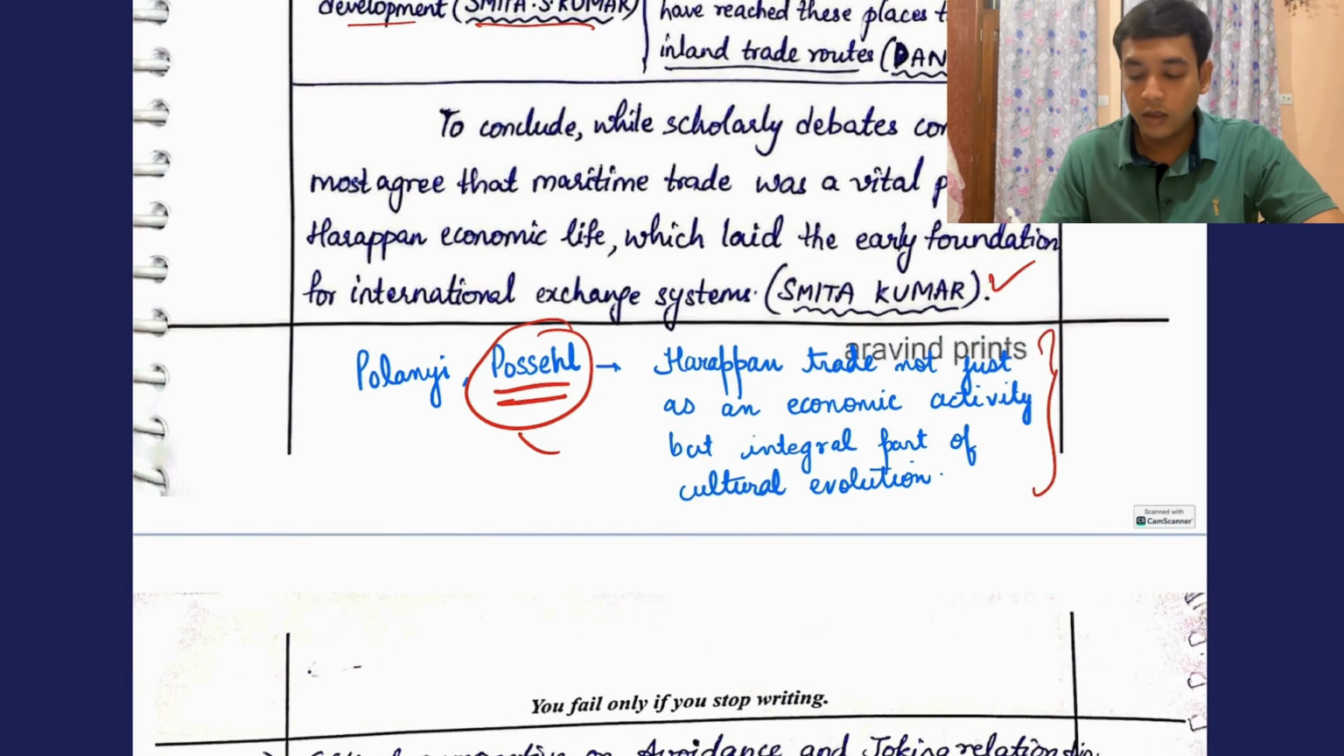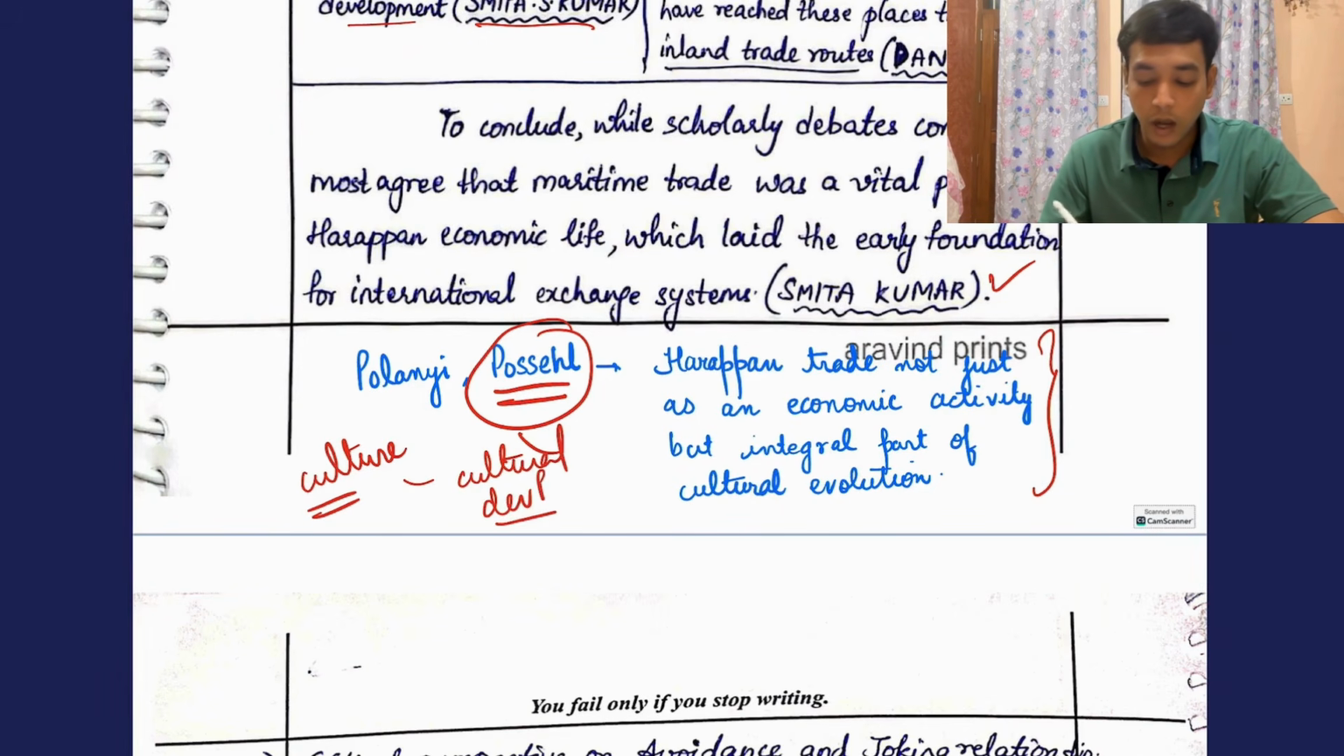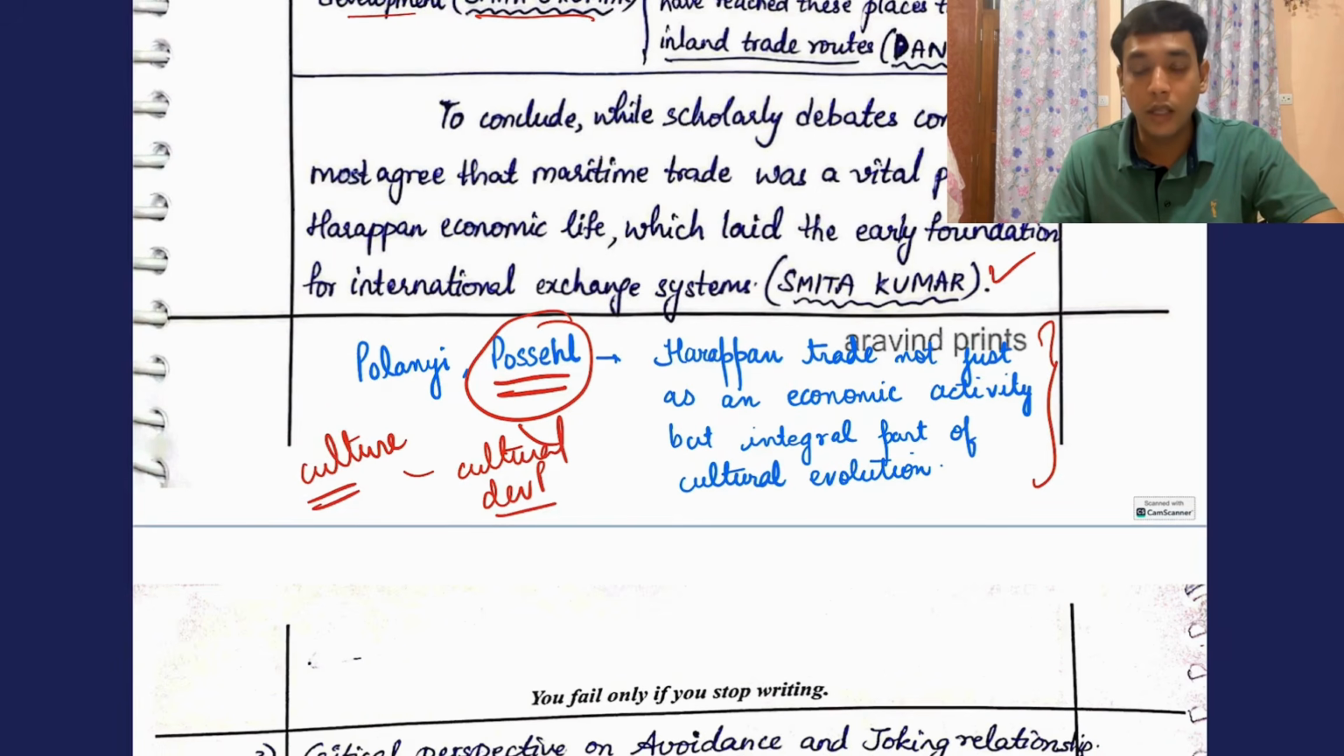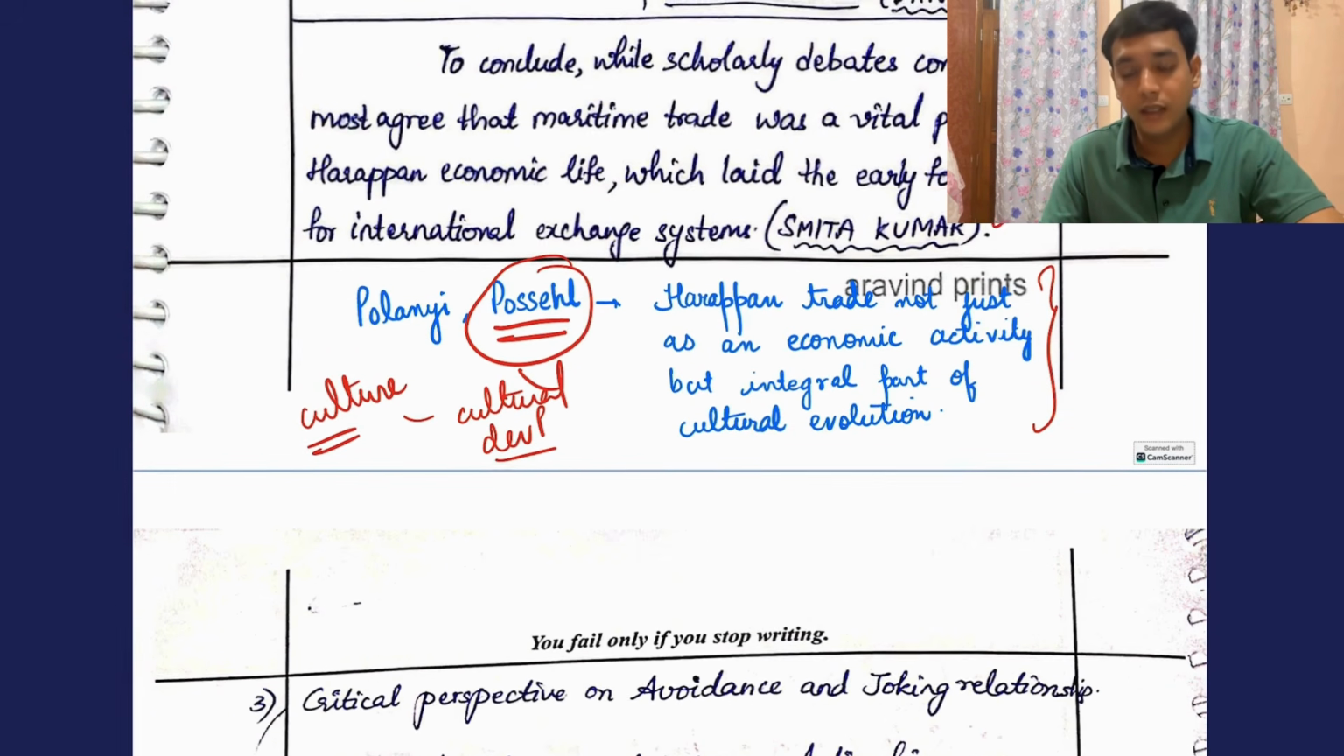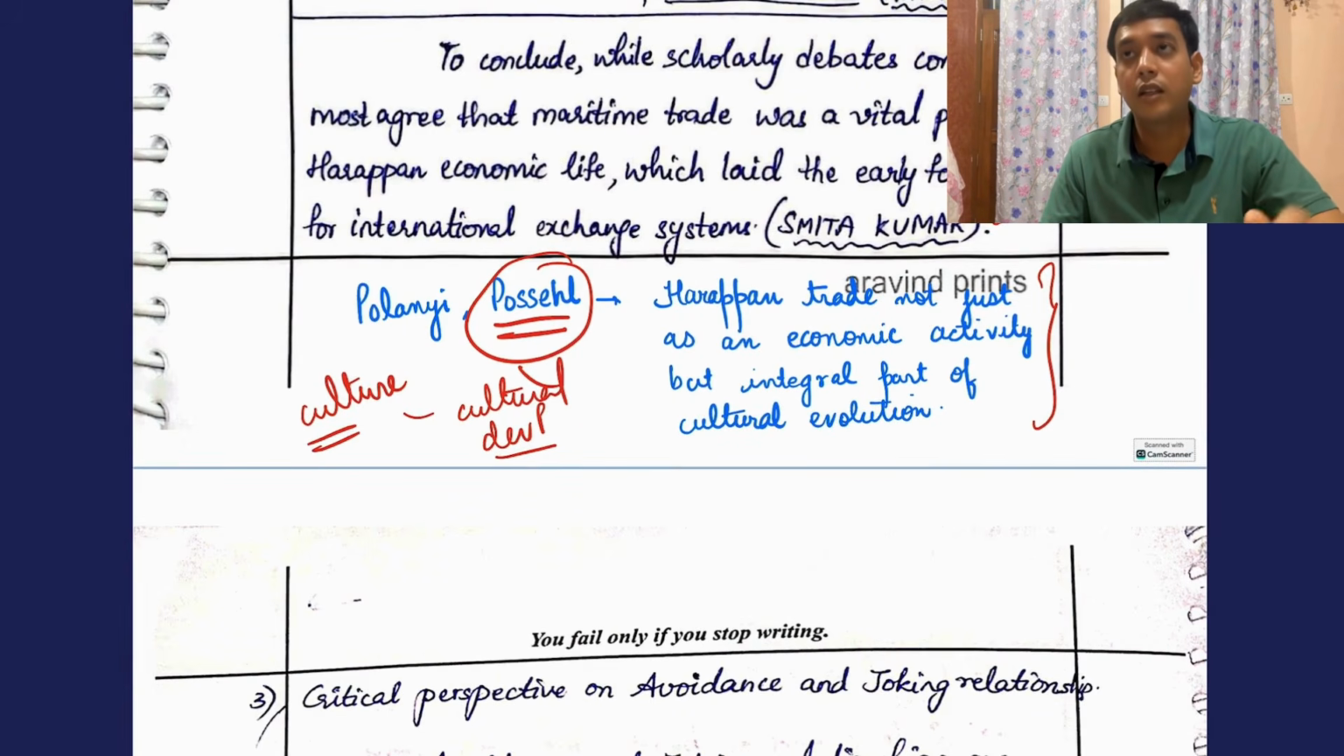So the conclusion can be, so we have to see in an anthropological way. Every question we have to see in an anthropological way, right? So we have to see how this Harappan maritime trade shaped our culture, right? How the economic activity led to our cultural development, right? And how it helped us evolve to the generation that we are right now, how economy shaped our culture. So these are some of the things that we need to understand when we are answering an anthropological question.